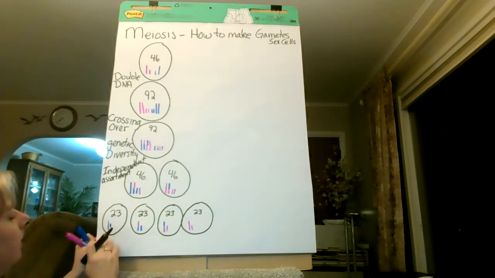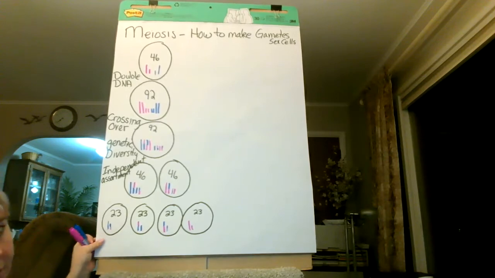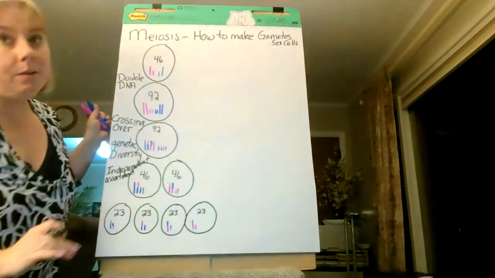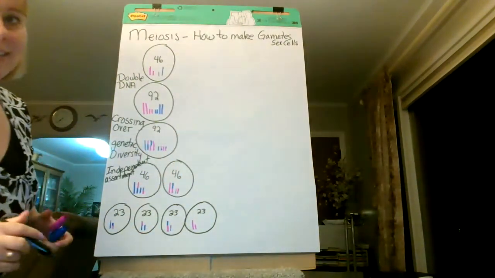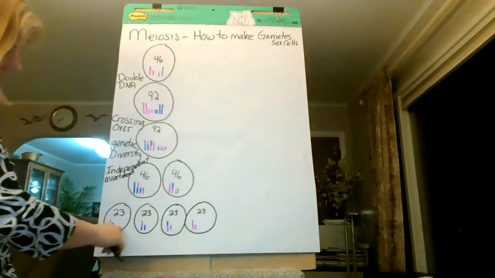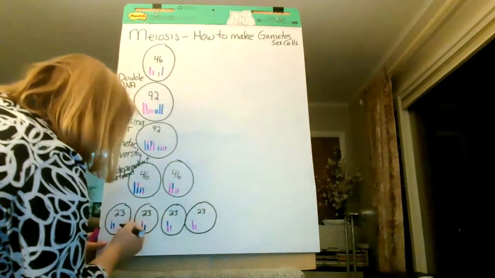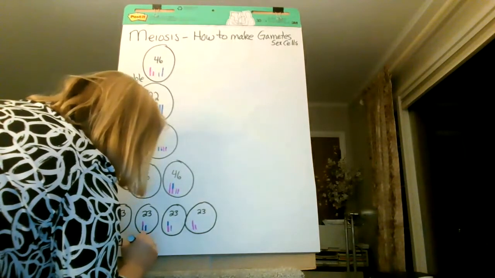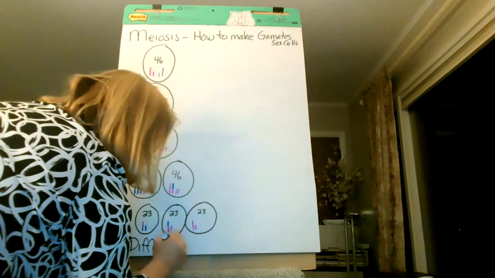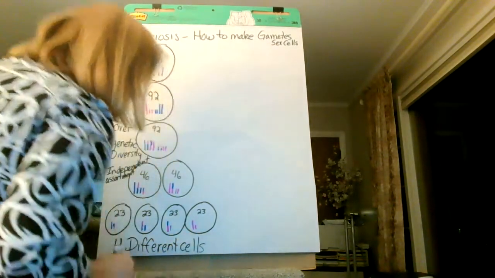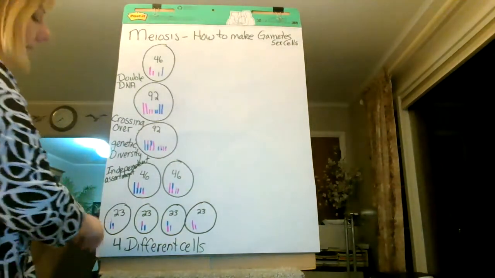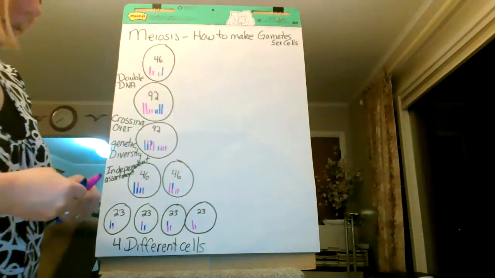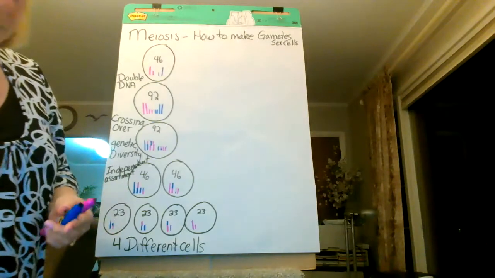So, do these 4 cells look identical? I hope you say no, okay? Because they do not look identical. Look, that one has pink only. This one's got some blue in it. They look all different, okay? You have just made 4 different cells, okay? And this is exactly why brothers and sisters look similar, but not the same, okay?